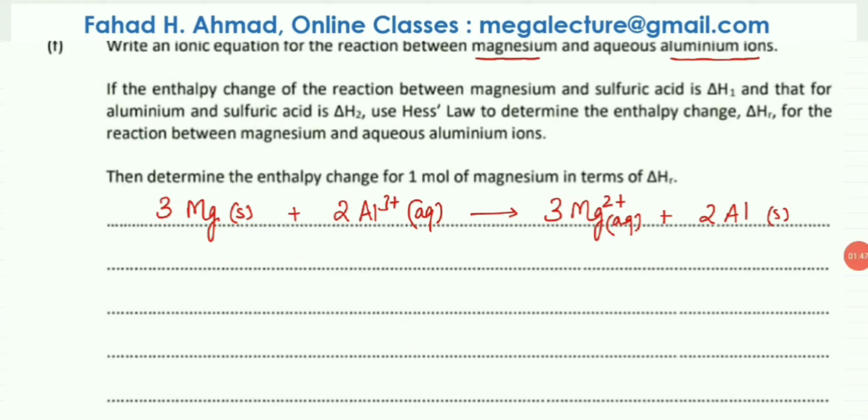Now the next part of the question: if the enthalpy change of the reaction between magnesium and sulfuric acid is delta H1 and that for aluminium and sulfuric acid is delta H2, use Hess's law to determine the enthalpy change delta HR for the reaction between magnesium and aqueous aluminium ions.